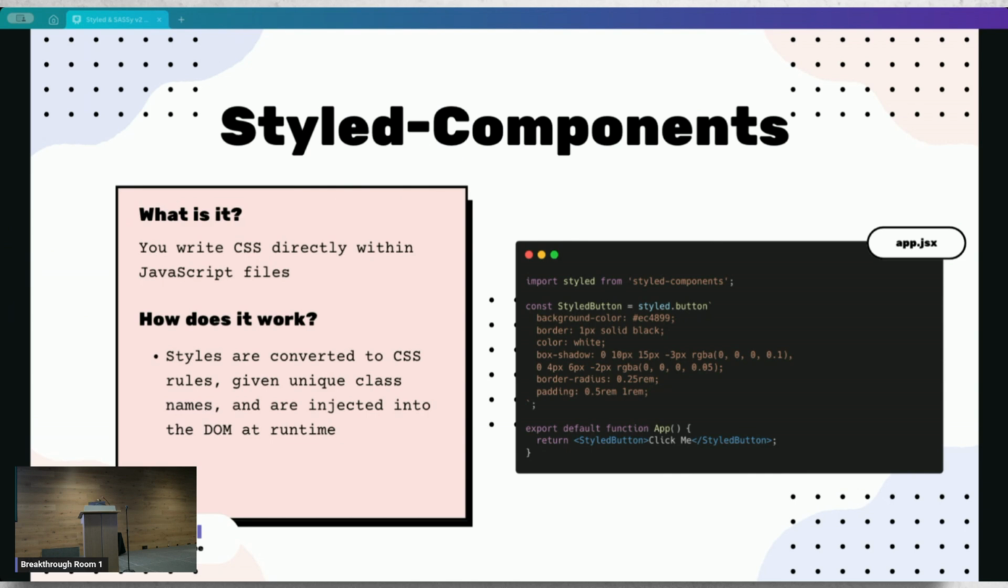And basically what happens is the styles are converted to CSS rules, and they're given unique class names, and they're injected into the DOM at runtime. So each styled component generates that unique CSS rule set, and it's inserted directly into the head.